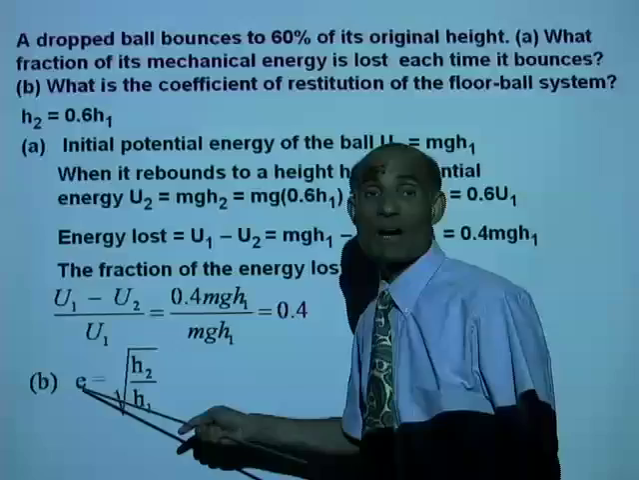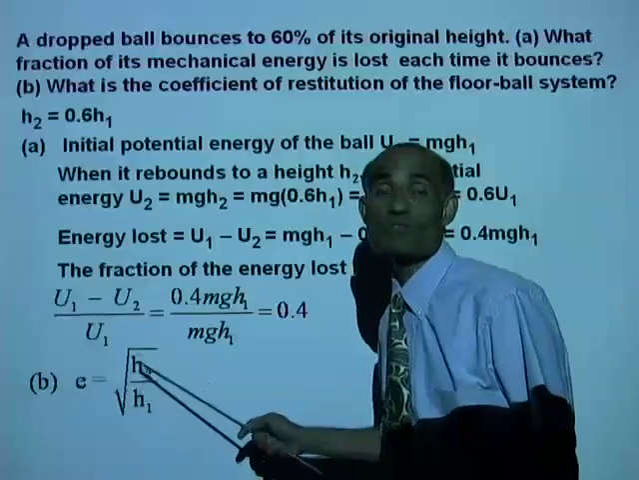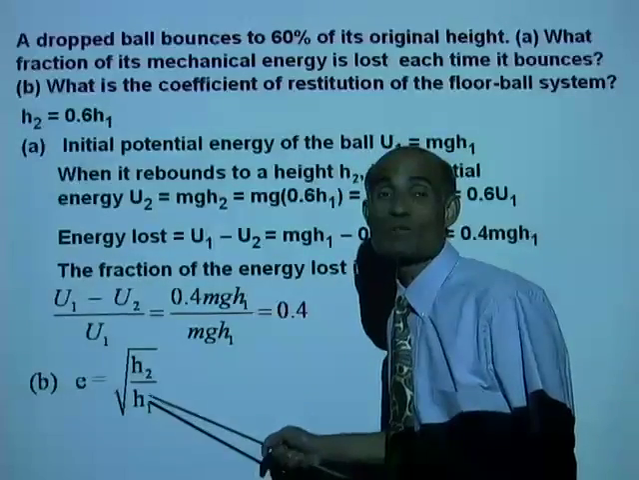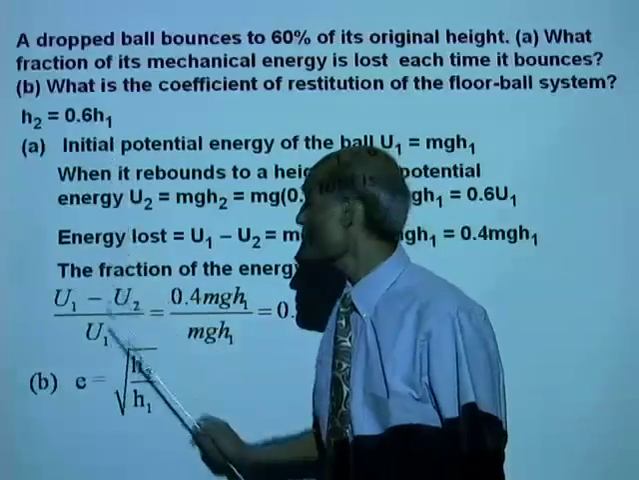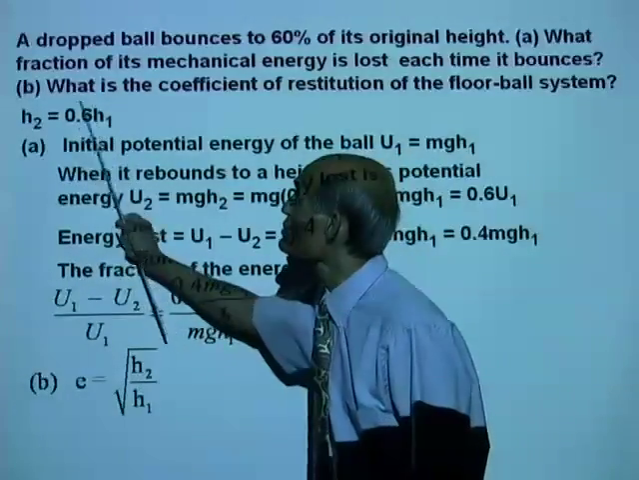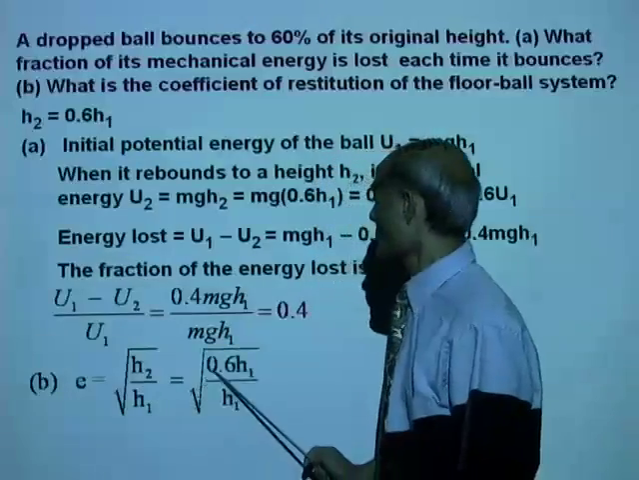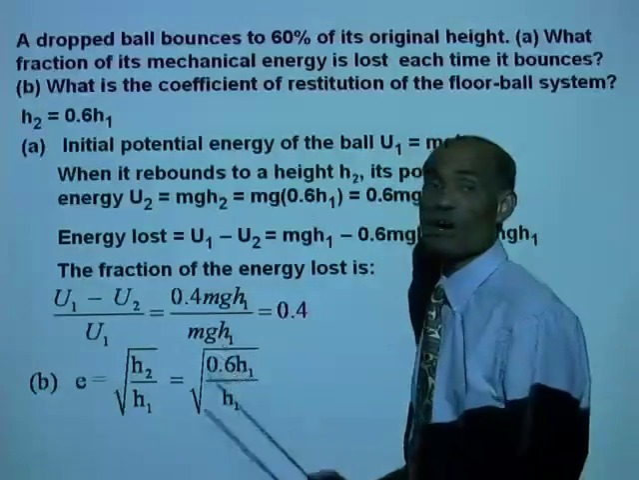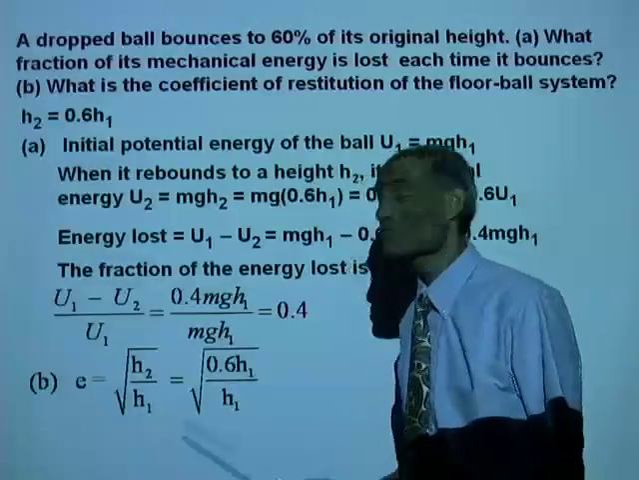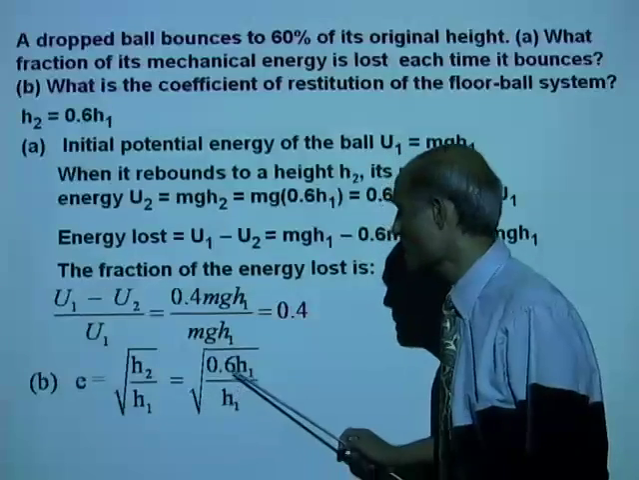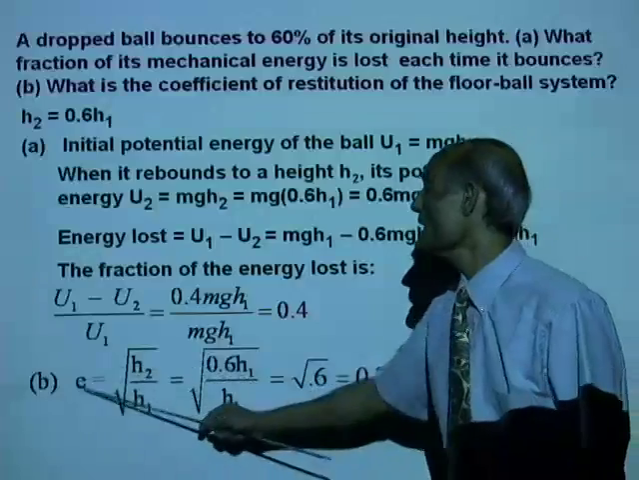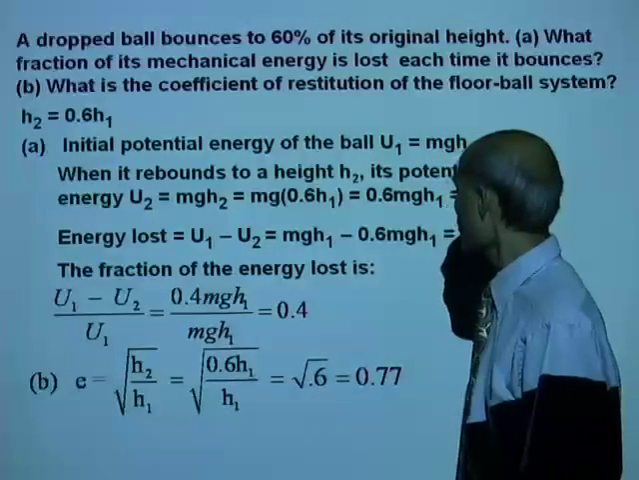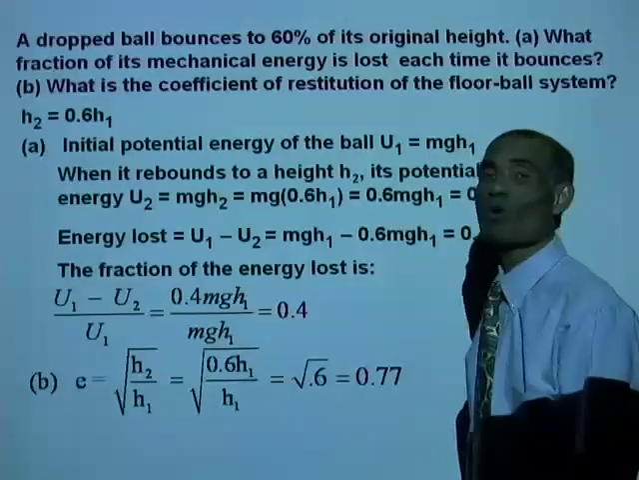Now, E equals the square root of h2 over h1. You can do that right away here. h2 is 0.6 h1, so that will be the square root of 0.6 h1 divided by h1. h1 and h1 cancel. Therefore, E equals the square root of 0.6, that is 0.77.